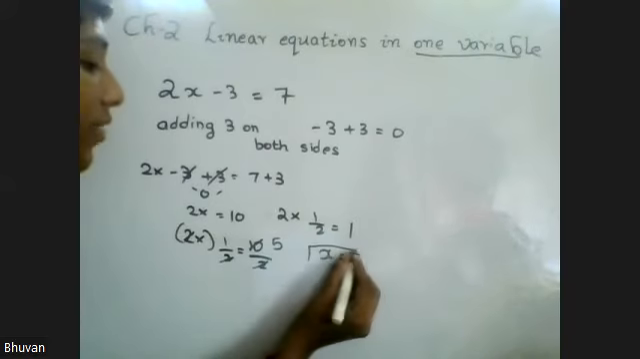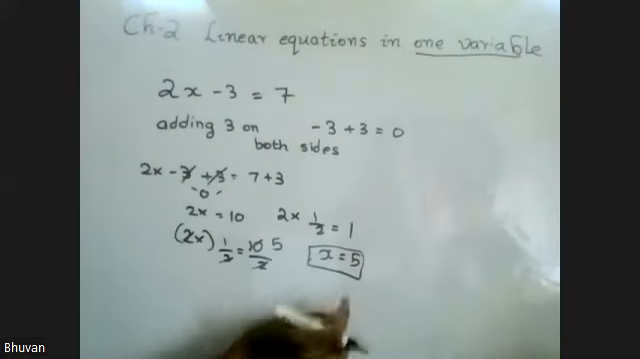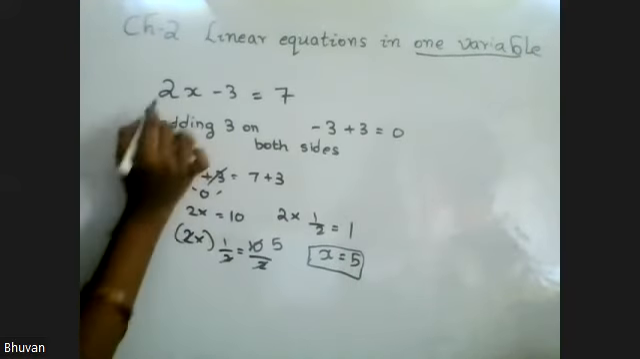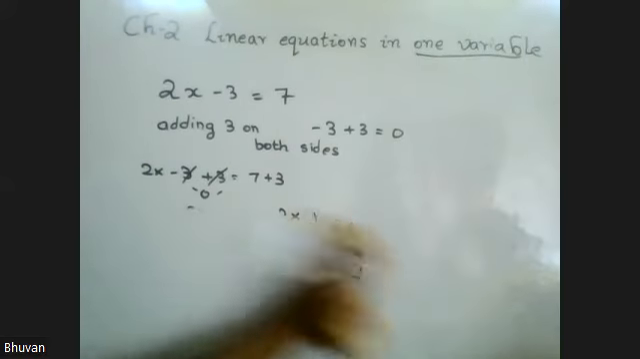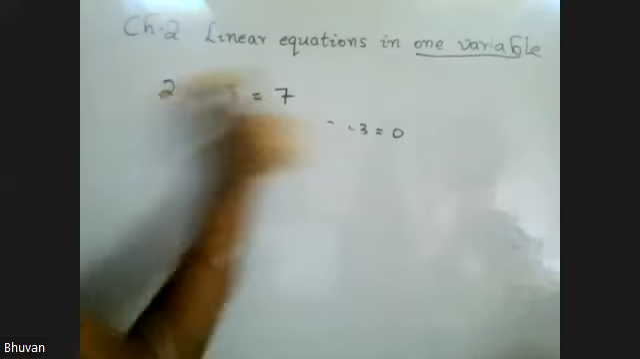So now what is this 5? 5 is a solution. So if you substitute 5 in the equation, to check: 2 into 5, 10. 10 minus 3, 7. In this way, we should solve the expressions or the equations.